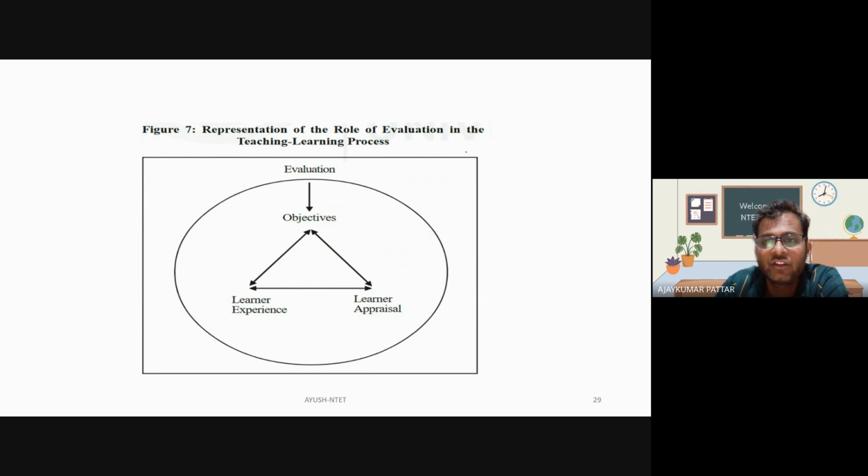So this is the role of evaluation in the teaching learning process. Objectives, learner experience. So everything को ये evaluation evaluate करता है. Objectives, learner experience and learner appraisal को evaluate करता है. This picture showing the meaning of that.